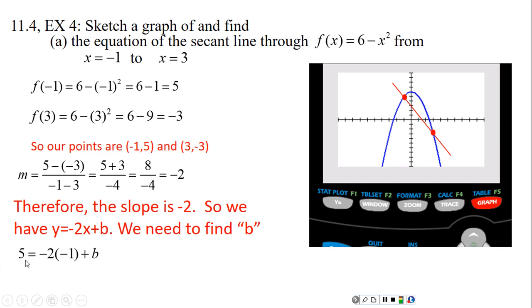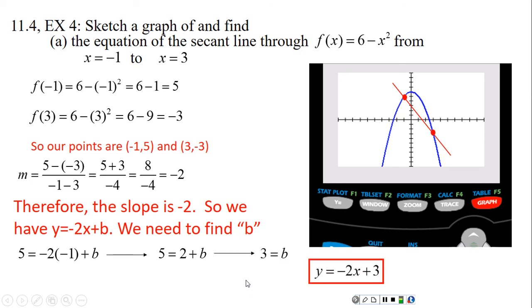So I put a 5 in for my y equals my slope, which is -2, times the x, which is -1, plus b. So I just put my first point in. -2 times -1 is 2. And I can subtract that to the other side, and I'll get 3 equals b. So now I have the equation of my secant line to be y equals -2x plus 3.